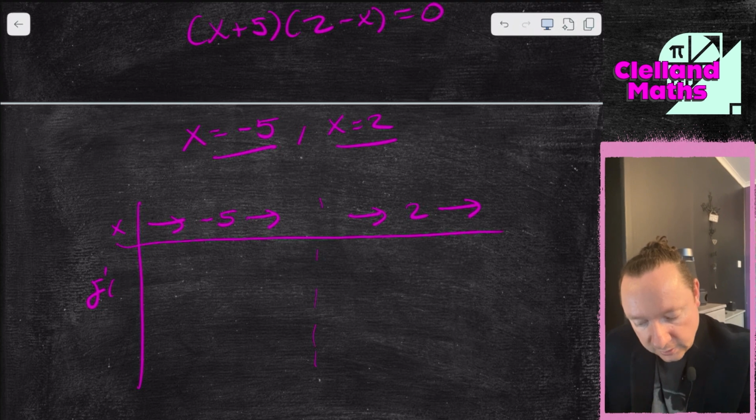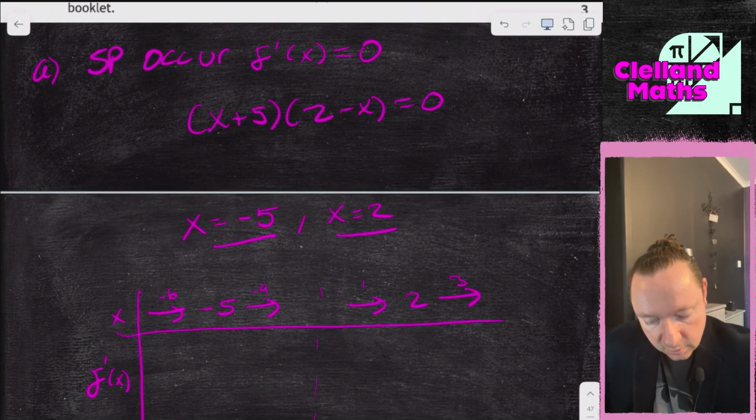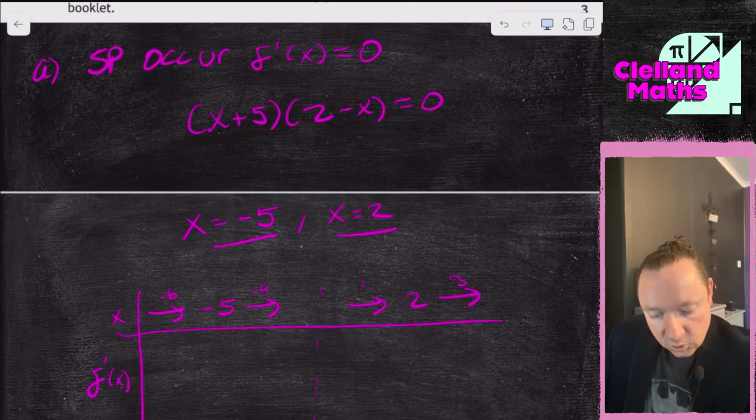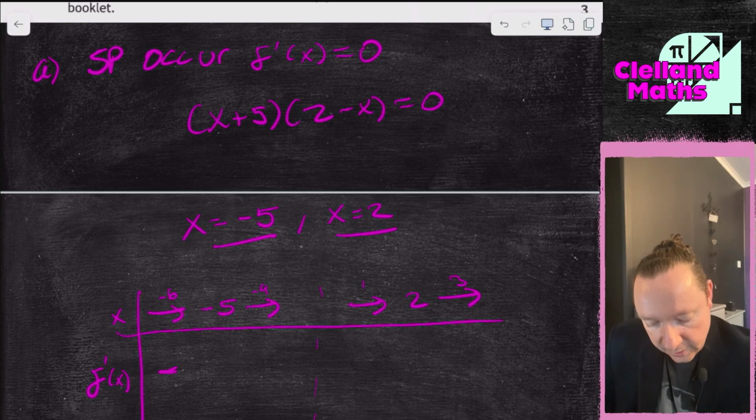I'm looking at f dash x. So you're maybe subbing in -6 and -4, and you're maybe subbing in 1 and 3. So up to here, -6 plus 5 is -1. 2 minus -6 is 8. So you've got a negative number here and a positive number here. So you get a negative in total. So that's minus and that's 0.